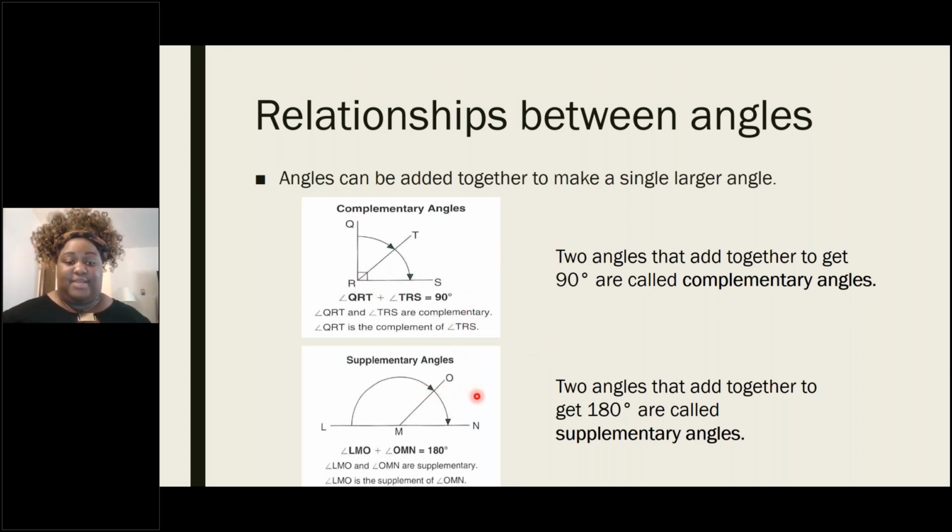The other type of relationship is a supplementary angle, and these two angles add together to get 180 degrees. As you can see, I have angle LMO and angle OMN. When I add those two together, they make a straight angle. It looks like half a circle, and it gives me 180 degrees. This lets me know that these two angles are supplementary and that angle LMO is a supplement of angle OMN and vice versa.